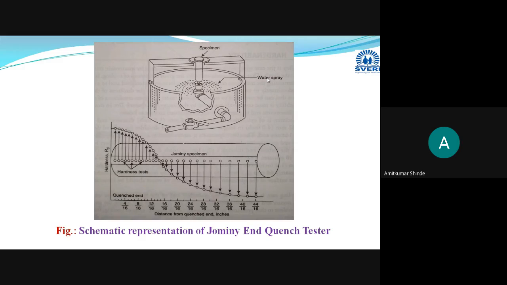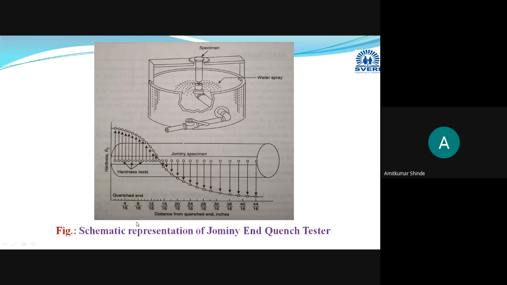Now you have to measure the hardness by taking intervals of 1/16th inch, or you can say 1.6 millimeter distance from the quenched end. Now this specimen you have to remove after the cooling. You can see here, this is your specimen, and you have to measure the hardness. This end is your quenched end. Quenched end means the end which, while performing the cooling, is in direct contact with the water. From this end, now you have to take the distance.